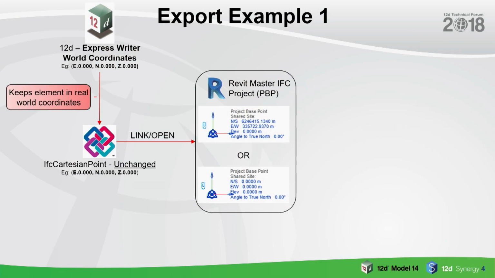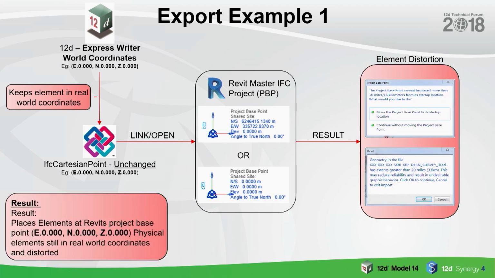Example 1. We have our model designed in real-world coordinates. We keep it at 0, 0 when we export it to IFC. We leave it unchanged. Regardless of what our project base point in Revit is, whether it be the real-world coordinate or 0, 0, it will still place 300,000 and 6 million kilometers away from where it actually is.